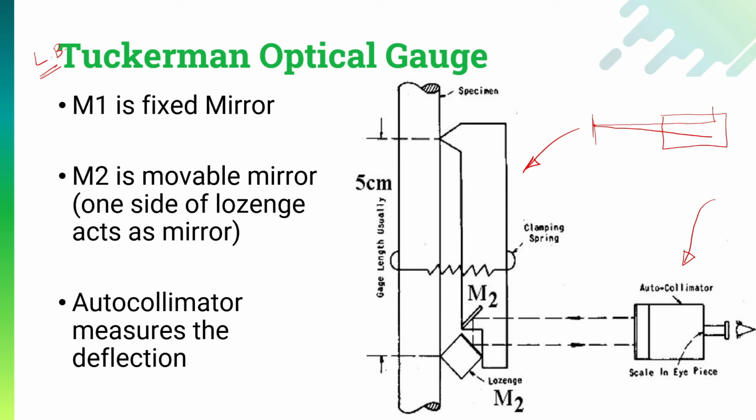Now the detailed discussion of the autocollimator is already available in the angular measurement section, so you can check out that particular discussion. Now we will continue with the Tuckerman's optical gauge. Now over here, as you can see, there are two mirrors available. Very first mirror is available over here, which is the fixed mirror, and the second mirror is available over here, which is basically the tungsten carbide rocker, which is also known as a lozenge, or it looks like a rhombus.